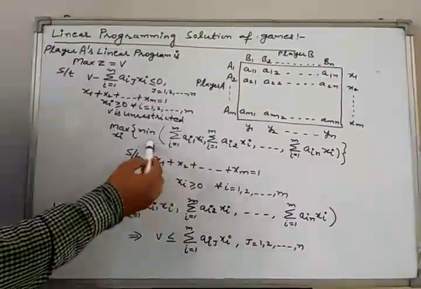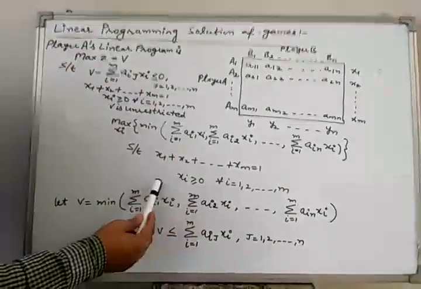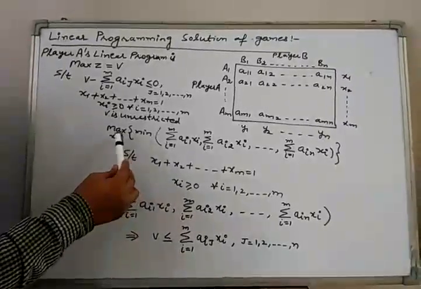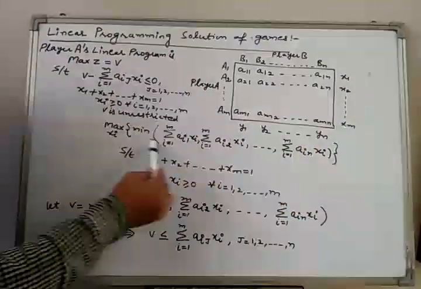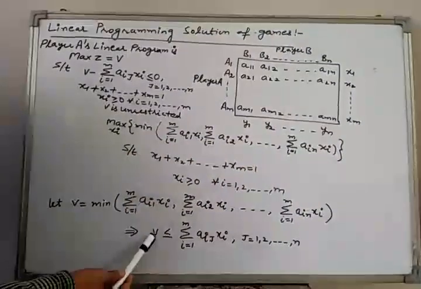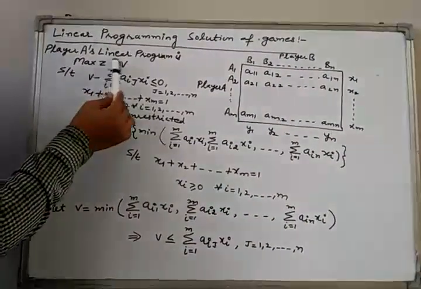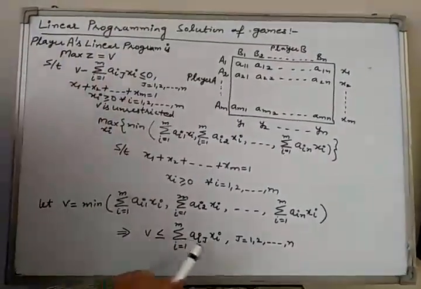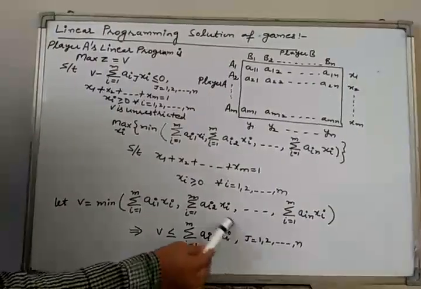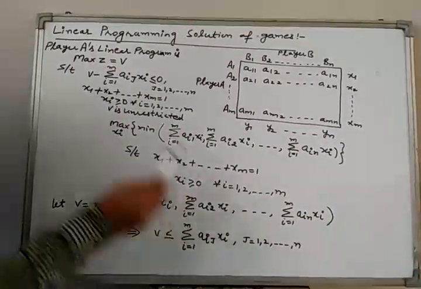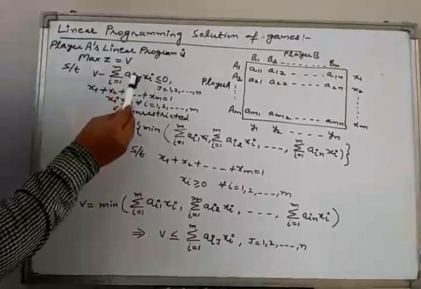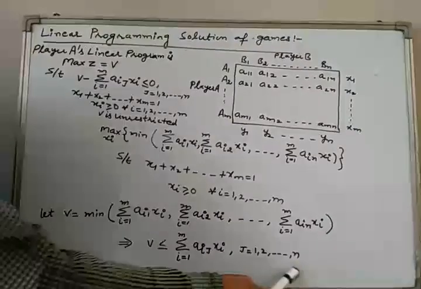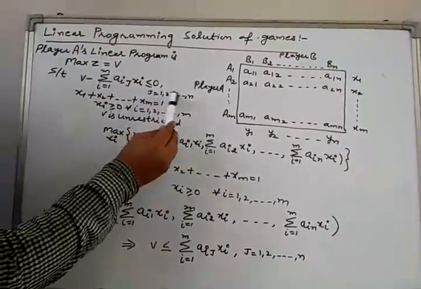Using this, the program becomes player A's linear program. We have to maximize this value, and we consider the minimum of this as v. Therefore, maximize z equal to v, our objective function, subject to the condition. From this we get the condition v minus this thing less than or equal to 0. Therefore, v minus summation i equal to 1 to m of aij xi is less than or equal to 0, for j varies from 1 to n.